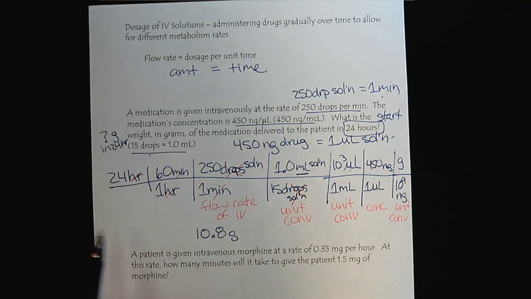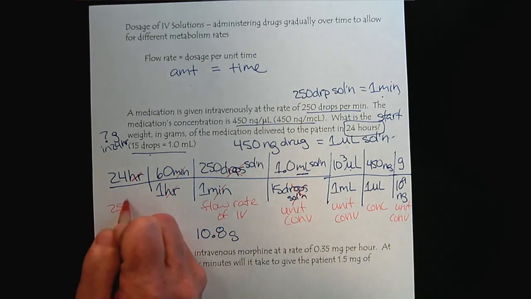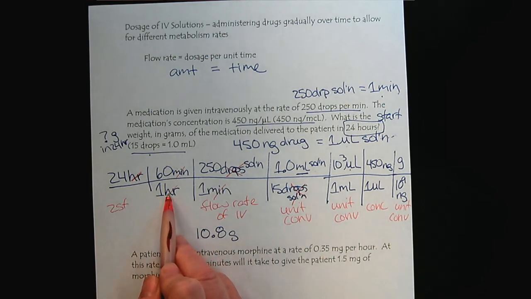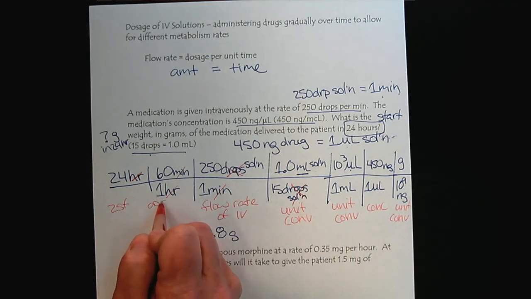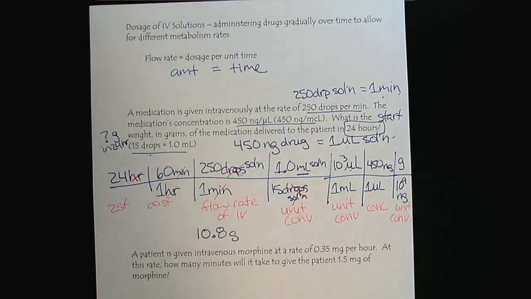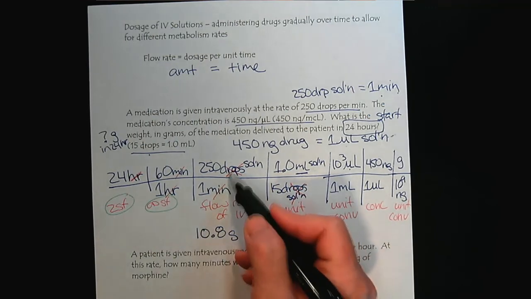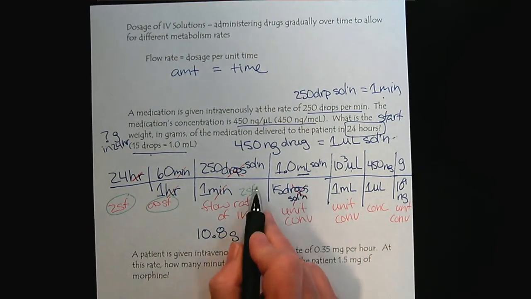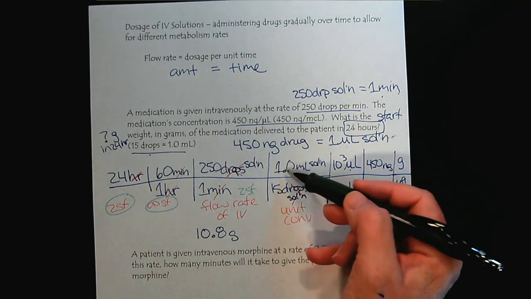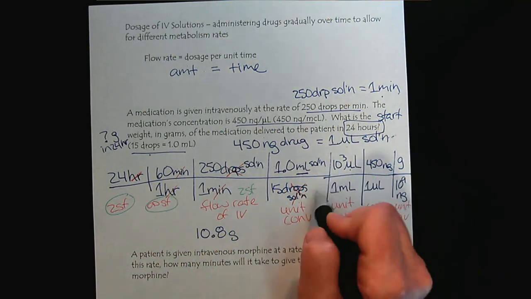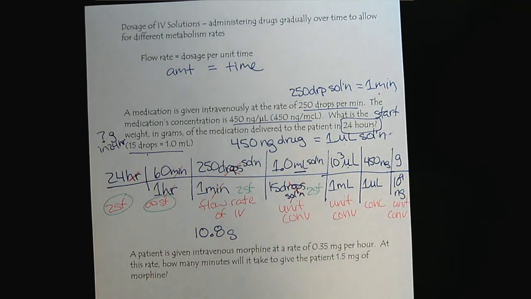We'll go back, and as we check our sig figs, let's make sure everybody's clear on sig figs here. All right, 24 hours, so we'll say that's 2 sig figs. 60 minutes in an hour, that's infinite sig figs, because we have defined time. Time is made up by us. The flow rate is 2 sig figs. This conversion here, milliliters to drops, was given to us as 2 sig figs.